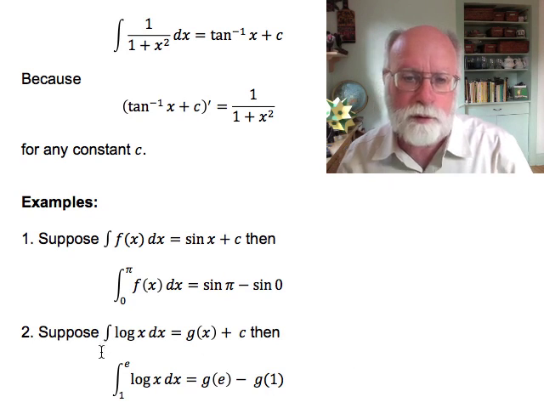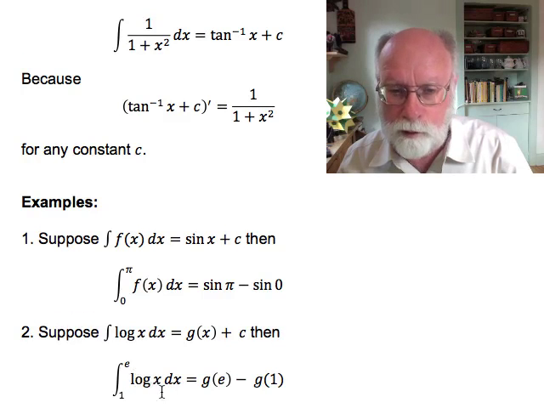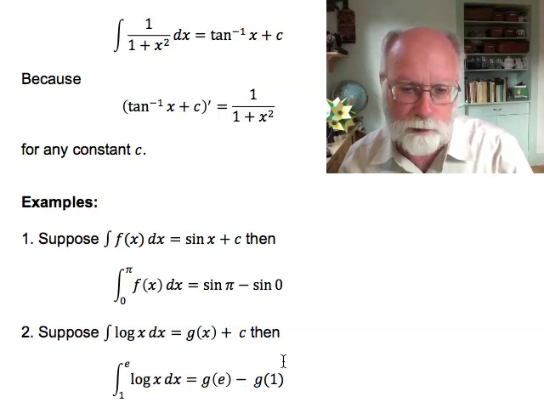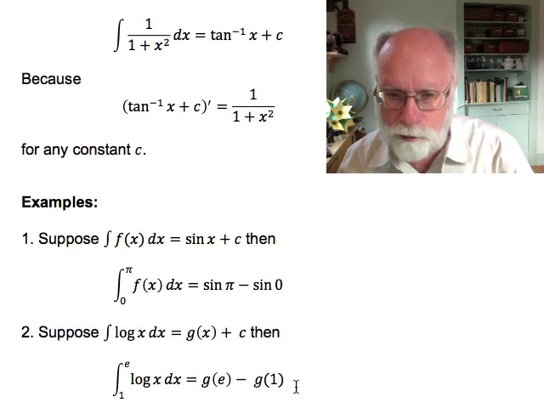Second example, suppose you were to phrase this the other way, so that we're told that the integral of log x dx is some function g of x plus a constant, and then we're asked to evaluate the integral from 1 to e of log of x dx. Well, with this information, what you can write down is g of e minus g of 1 is the value. Here we don't know what the antiderivative is, and we would like to be able to write it down, and we'll actually need a few techniques before we can figure out what that g is. But when we find it, the value of this integral will just be written that way.